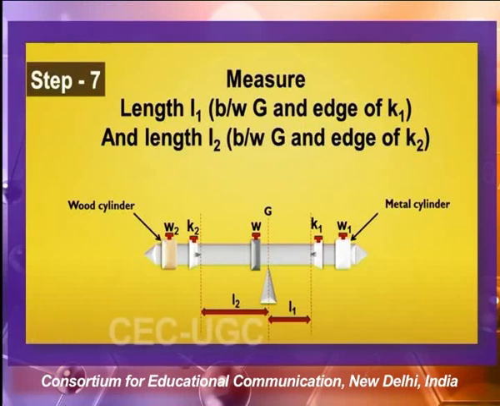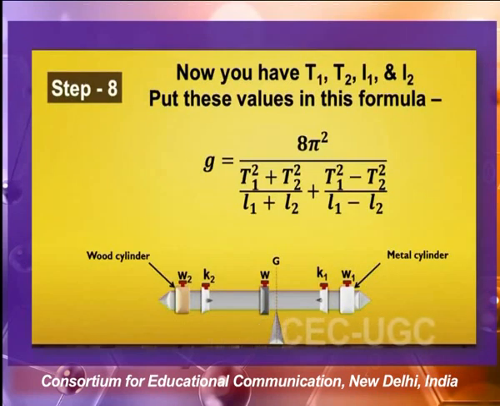Now we have to measure the lengths, because for calculating the value of g we need L1 and L2 also. Length L1 is between G and the edge K1, and length L2 is between G and the edge K2. Now we have all values: we know T1, T2, L1 and L2. So put all these values in this formula.